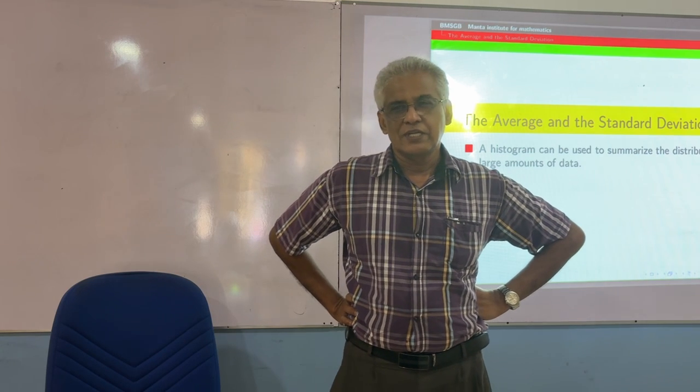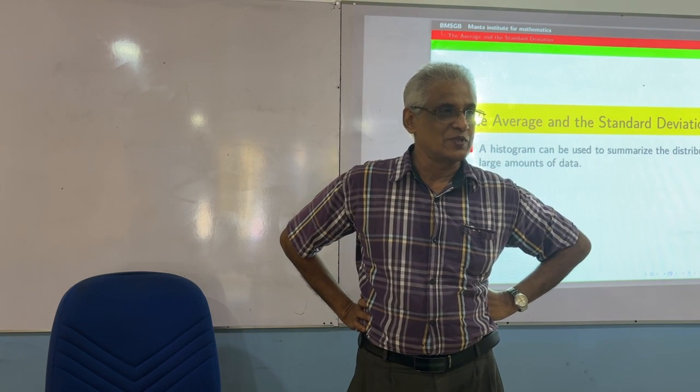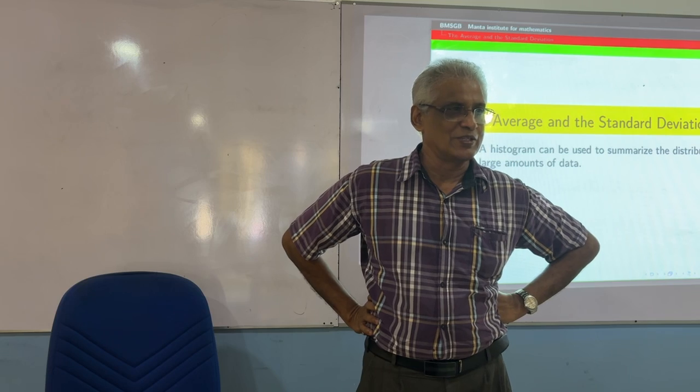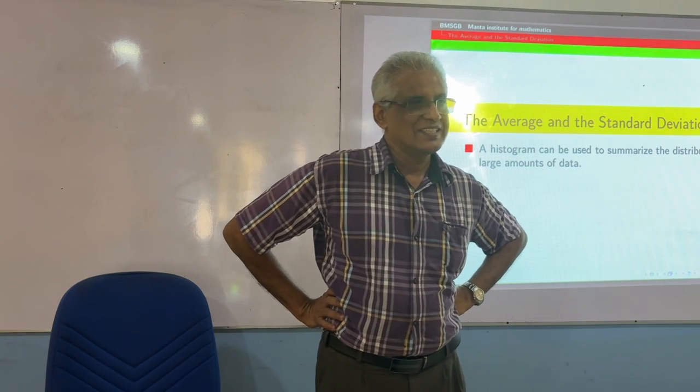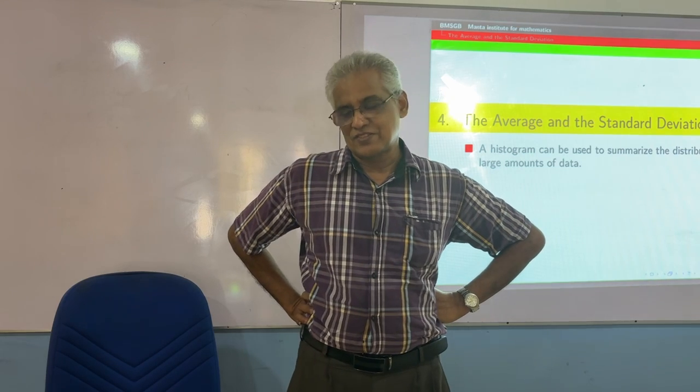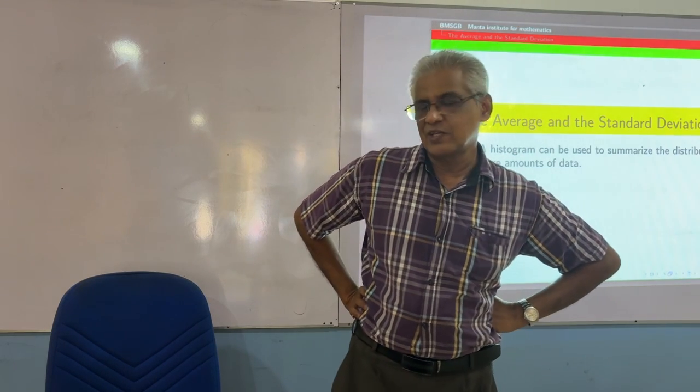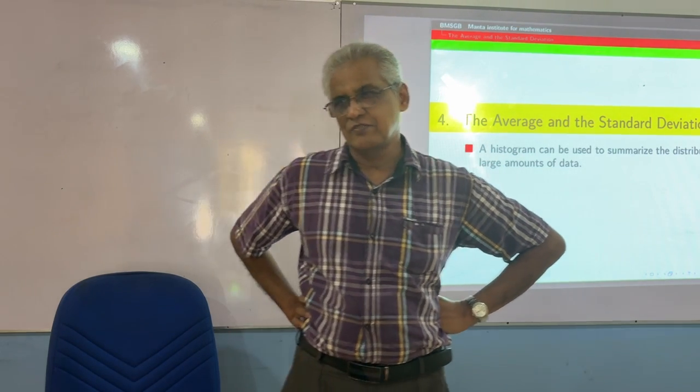Mainly, we have two types of quantitative data. What are those two types? Continuous and discrete. Yeah. The histogram is mainly used for continuous data. Right?